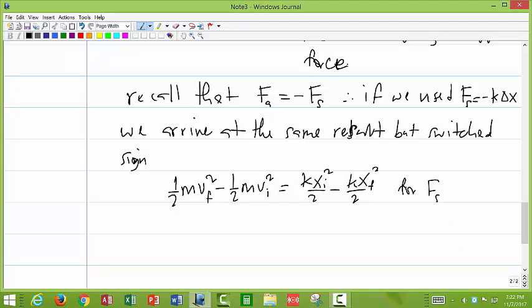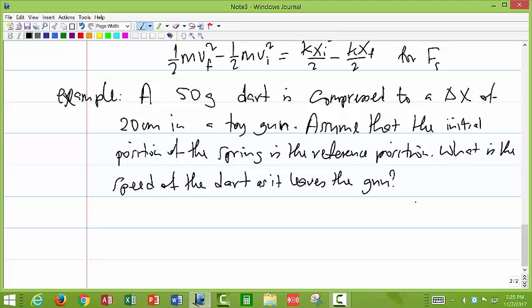So let me see where we are now. Okay, so let's do an example on this before we go on. So what I'm describing is something like this. You've all seen this toy gun. If you have a kid, brother or sister at home, they have a spring in there like that. You compress a dart in the spring, and then you fire it, and it shoots the dart out. So the question then is, what is the speed of the dart as it leaves the gun?